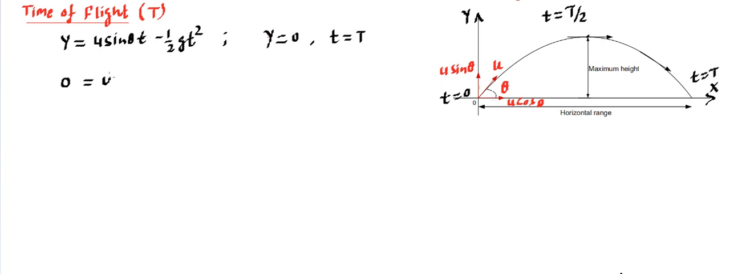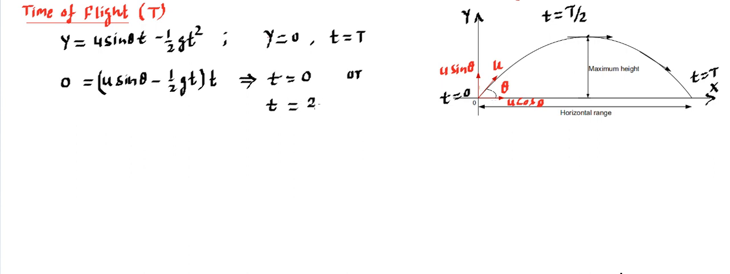and you say it's going to be 0 is equal to u sine theta minus half g t, into t. T you can take outside. It's a product of two things, either this has to be 0 or this has to be 0. Right, so from here we can conclude there are going to be two things, t equal to 0 or this number is 0. When you make that number 0, then you'll find t is going to be equal to 2 times u sine theta by g.